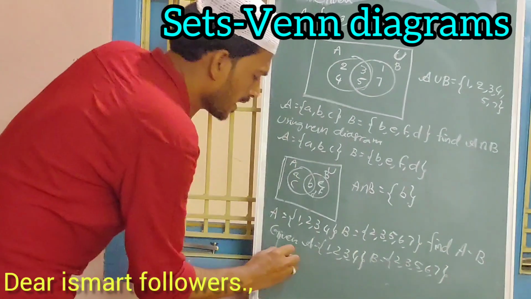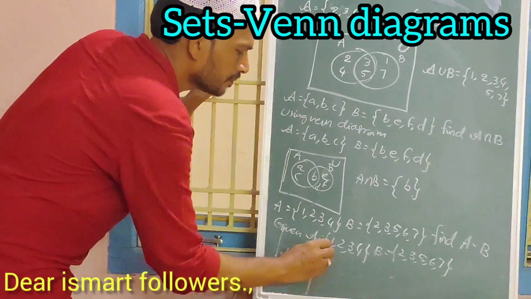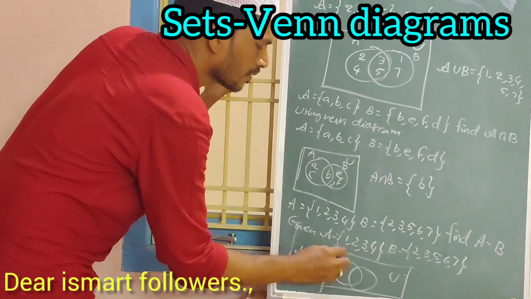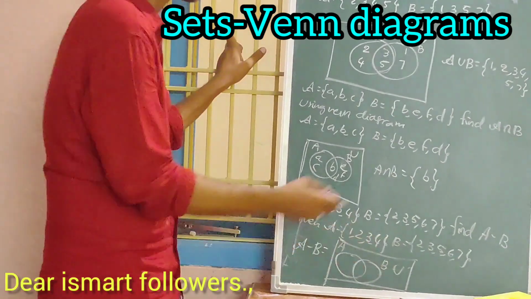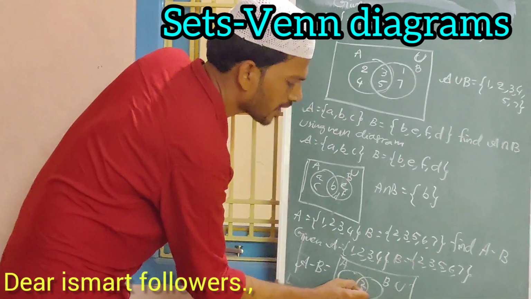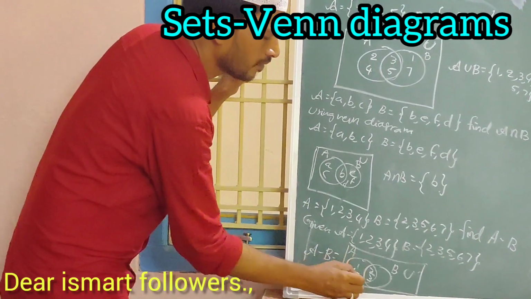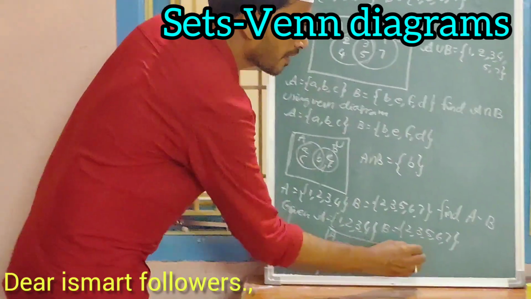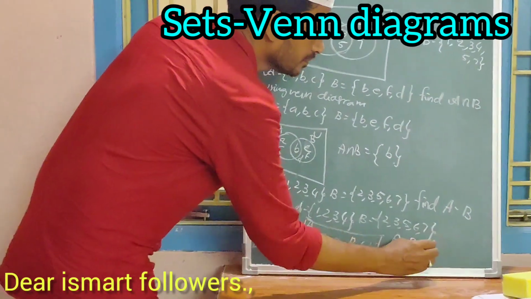So A minus B. Draw A and B. What are the common elements here? 2, 3. In A set, the remaining elements are 1, 4. In B set, the remaining elements are 5, 6, 7. Minus means what?